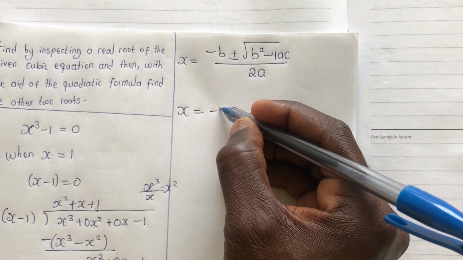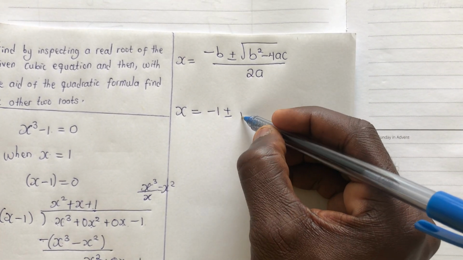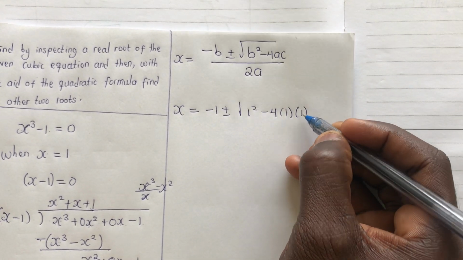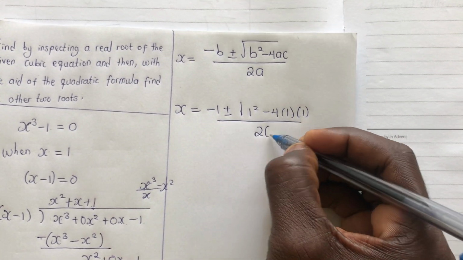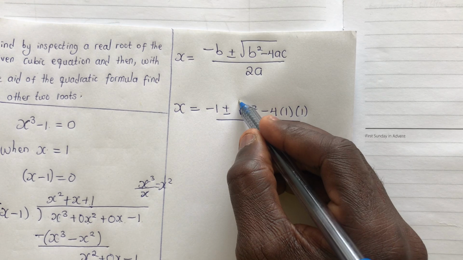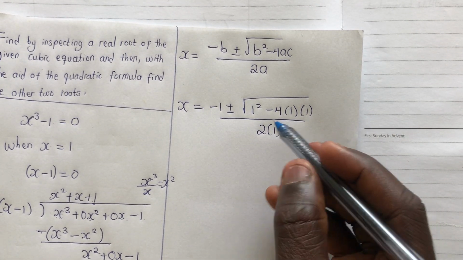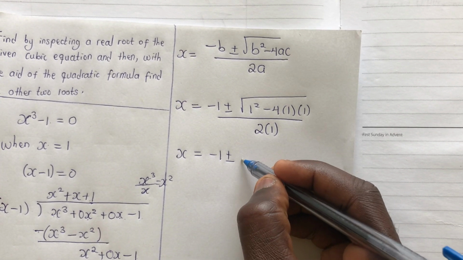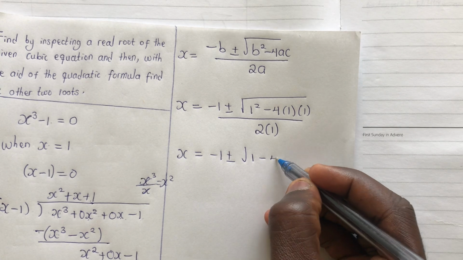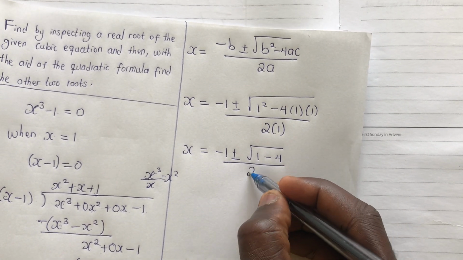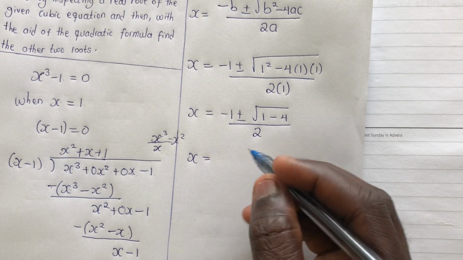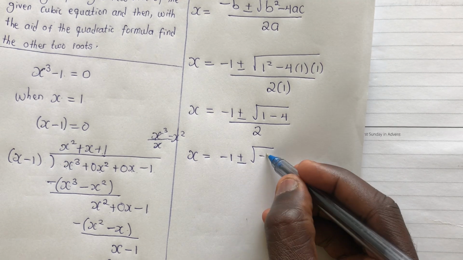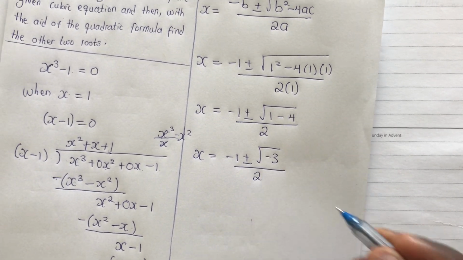So we have minus 1 plus or minus root of 1 square minus 4 into 1. C is already 1, all divided by 2 into 1. So that is what we have here. Then we can continue this. We have negative 1 plus or minus, this is 1 minus 4, all divided by 2. So we have x equals minus 1 plus or minus root. When we add this, we are getting minus 3, all divided by 2.